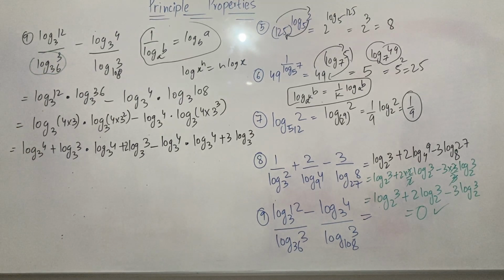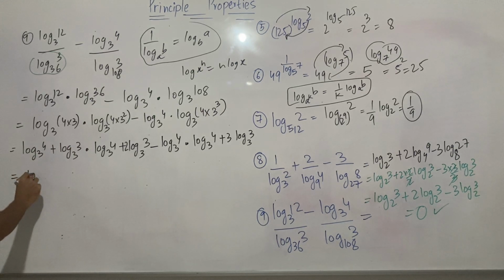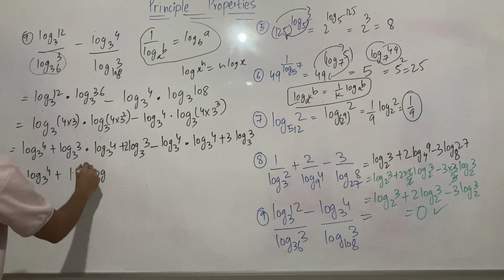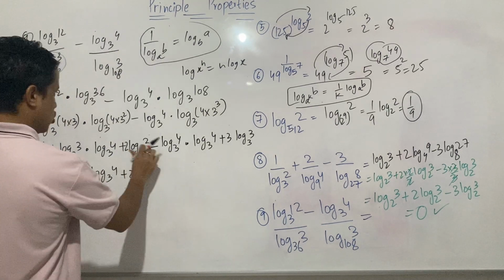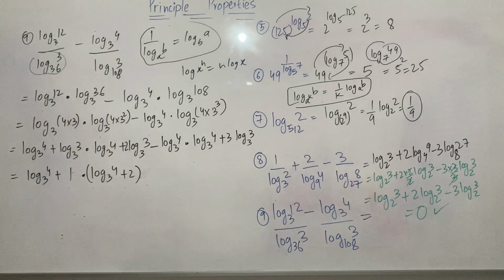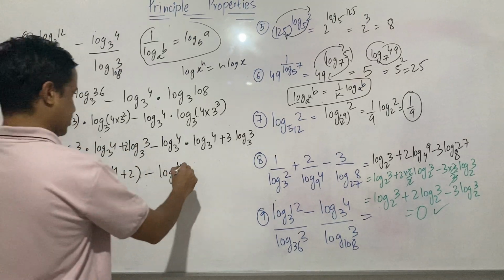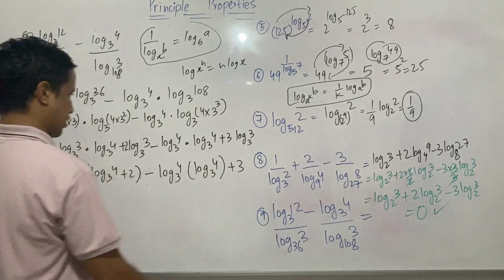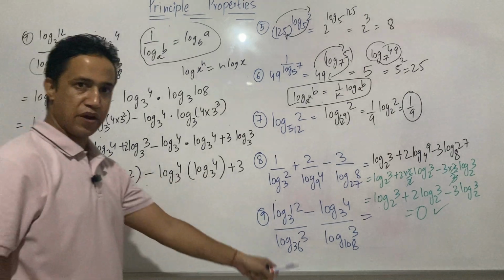Now you can see we can do a few things here. This is going to be 1, this is going to be 1, so it's going to be log 4 to the base 3 plus 1, and this is log 4 to the base 3 plus 2 log 3 to the base 3. It's going to be 2. Why? Because log 3 to the base 3 is 1. Then here log 4 to the base 3, and it's going to be log 4 to the base 3 plus 3. Okay. Now this thing log 4 to the base 3 is appearing lots of times here.